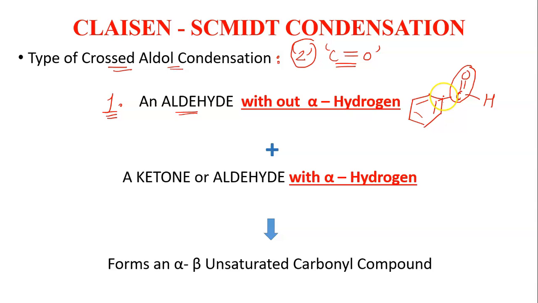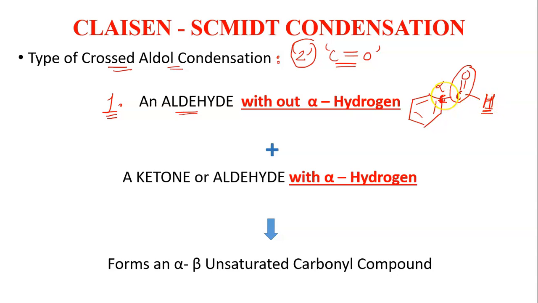The carbon next to that is called the alpha carbon, and the hydrogen present on such carbons are called alpha hydrogen. Now for this compound we can see that the alpha carbon does not carry any hydrogen. Don't get confused with this hydrogen. It is not an alpha hydrogen, it is aldehydic hydrogen. It is directly connected to the carbonyl functional group and not to the alpha carbon.